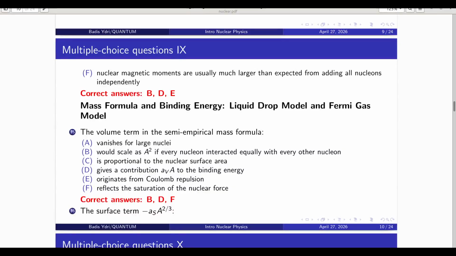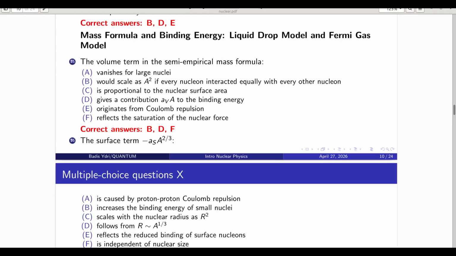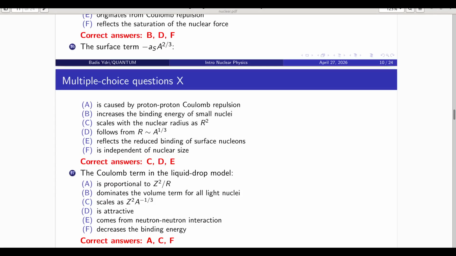The semi-empirical mass formula describes the nucleus as a liquid drop. The volume term scales with the number of nucleons. It reflects the saturation of the strong force. If every nucleon interacted with all others, the energy would scale like A squared. But it does not. It scales linearly with A. Surface effects reduce the binding energy. Nucleons at the surface have fewer neighbors. This leads to a correction that scales with the surface area.